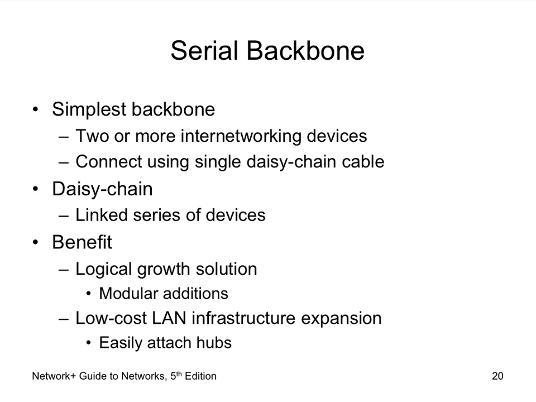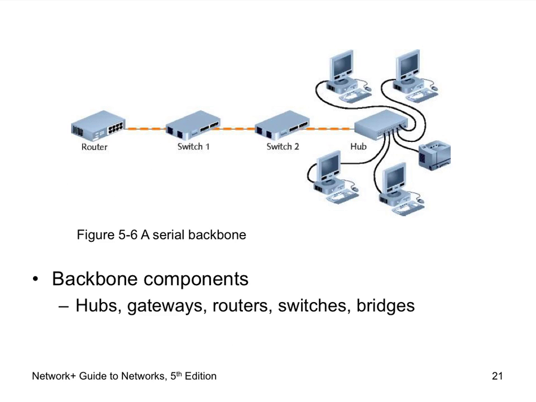So the benefit, again, is logical growth and low cost, just adding additional hubs or switches as needed when you need more growth within your organization. So here we have an example of what a network generally looks like. On the left side you've got a router. Outside of the router is the internet. As people come into or go out of your network, that router is the first line of defense that has all the rules set for your organization.